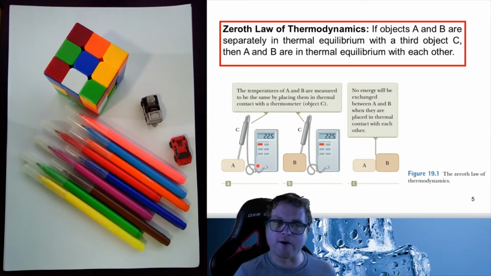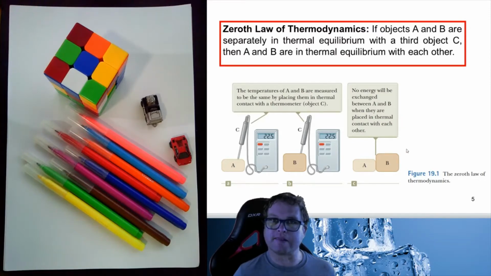So here we have object A and object B, and we also have object C, which in this case is a thermometer, which is reading the temperature. Object A is in thermal equilibrium with object C, and object B is in thermal equilibrium with object C, and this means that A and B are in thermal equilibrium with each other. No energy will be exchanged between A and B when they are placed in thermal contact with each other.